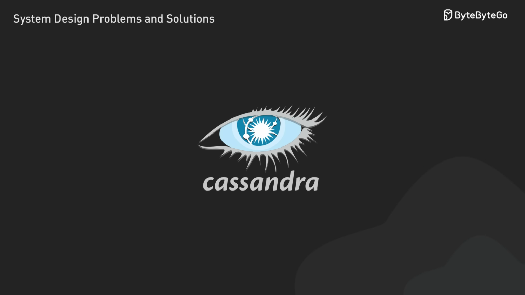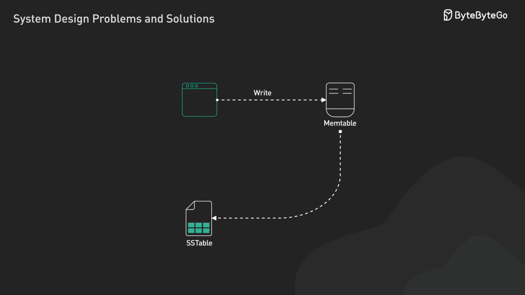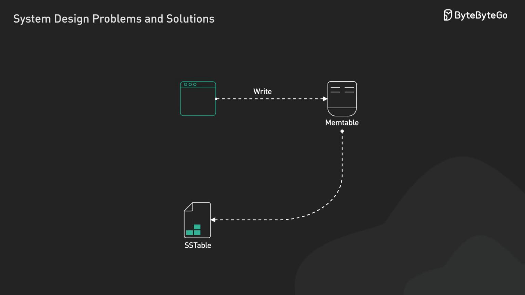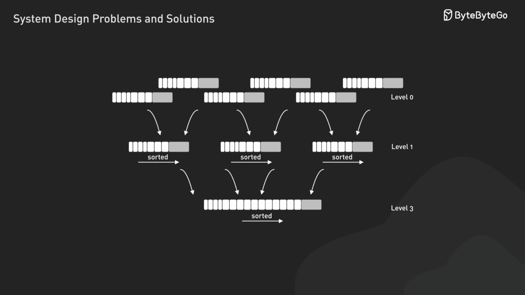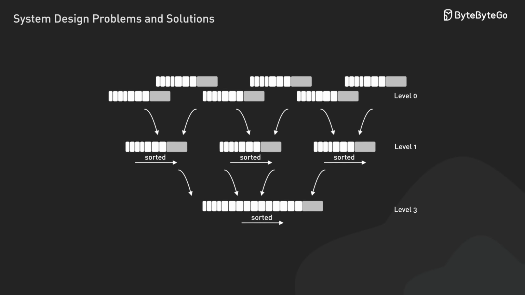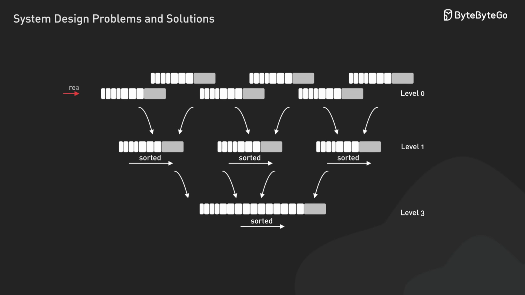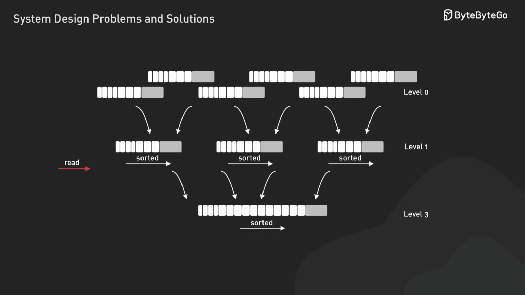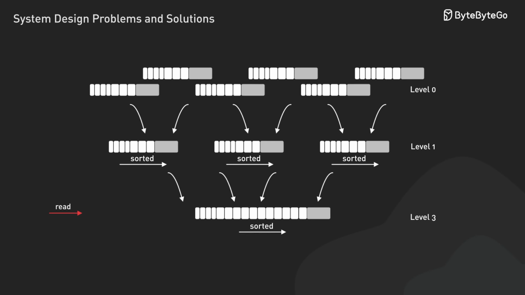Second, we use LSM tree-based databases like Cassandra. These databases collect writes in memory and periodically flush them to disk as sorted files. To maintain performance, they perform compaction, merging files to reduce the number of lookups required during reads. This makes writes very fast, but reads become slower as they may need to check multiple files. Handling high write loads is just one part of the puzzle.